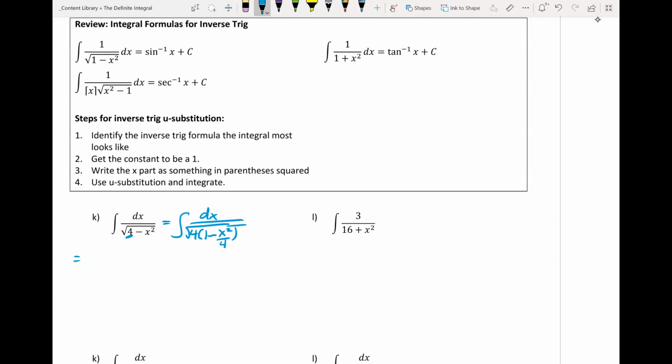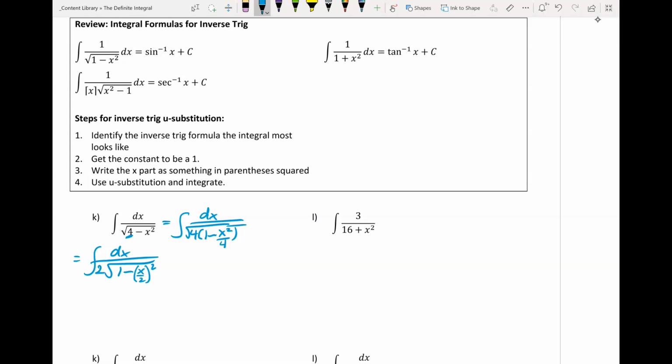I can pull the 4 out because the square root of 4 is just 2. Step 3 says write the x part as something in parentheses squared. So x squared over 4 is the same thing as x over 2 all squared. So that's what step 3 means.